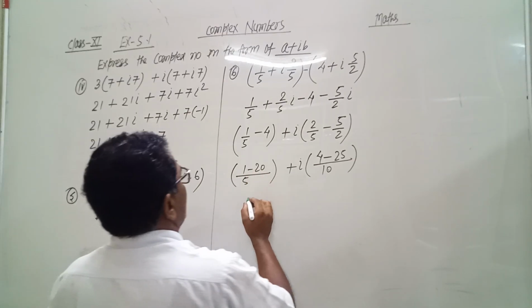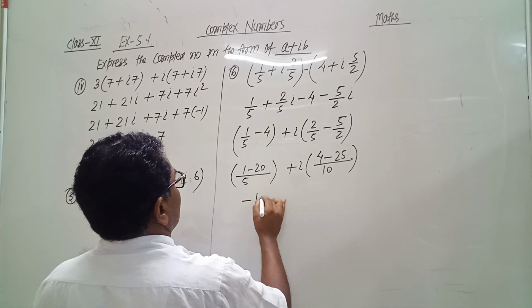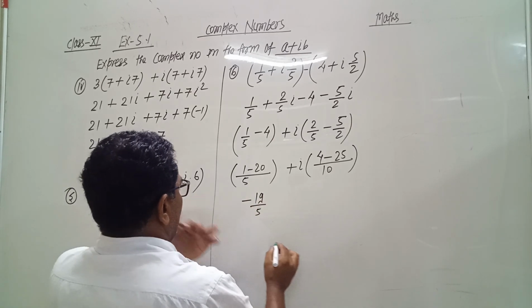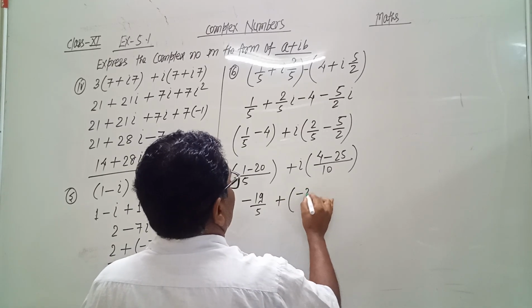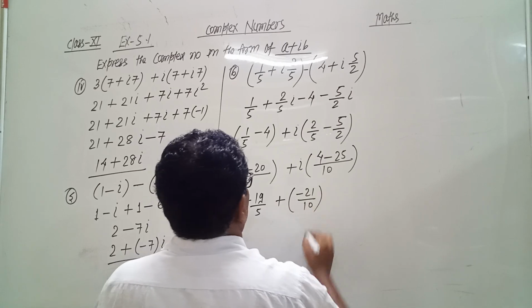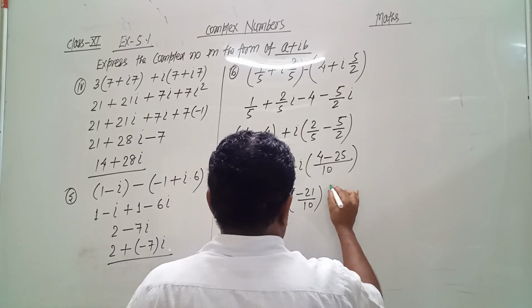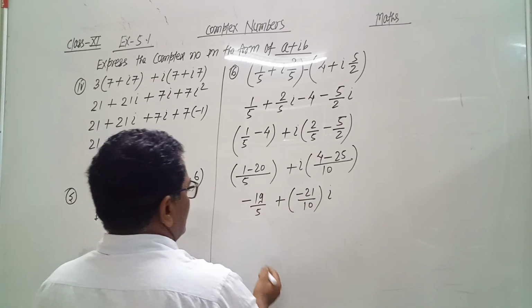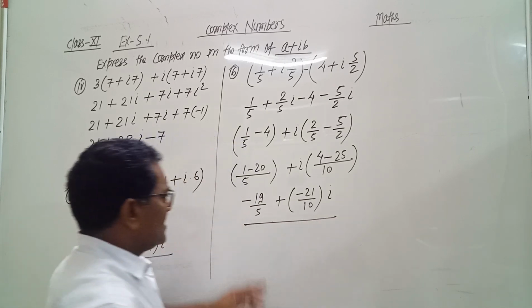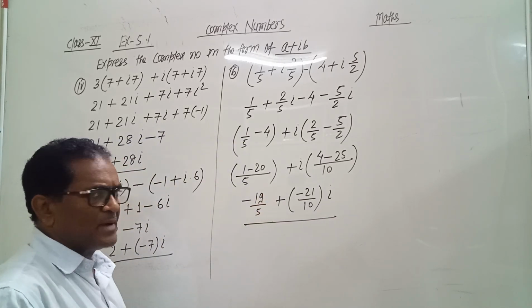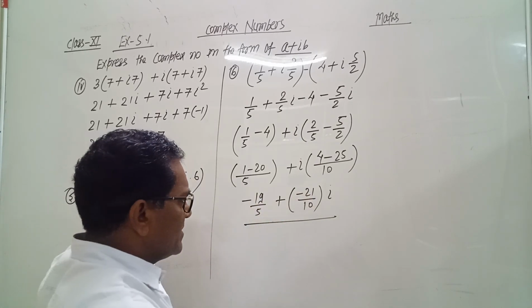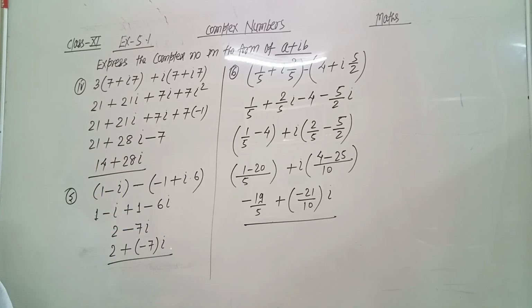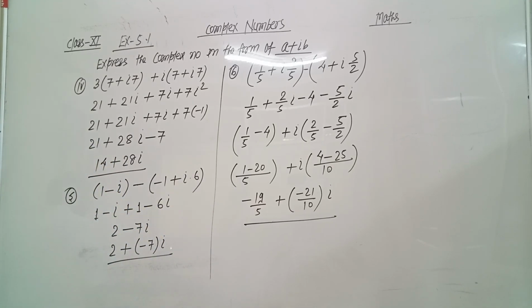Now 1 minus 20 is minus 19 by 5, and 4 minus 25 is minus 21 by 10, and i. So the real part a is minus 19 by 5, and the imaginary part b is minus 21 by 10.